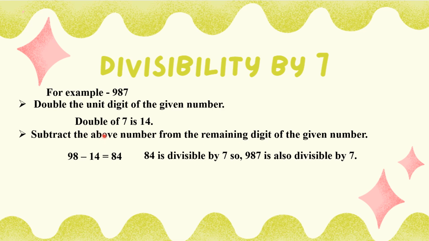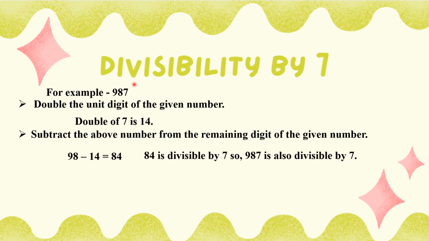Again I'm repeating it. My given number is 987. The first rule is you have to double the unit digit of the given number. My unit digit is 7. Double of 7 is 14. Now you have to subtract 14 from the remaining digits. Remaining means except the unit digit. So my remaining number is 98. 98 minus 14 is 84. If 84 is divisible by 7, we can say 987 is also divisible by 7.